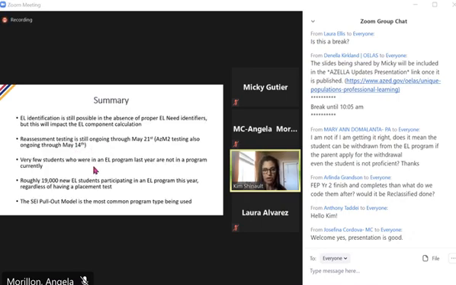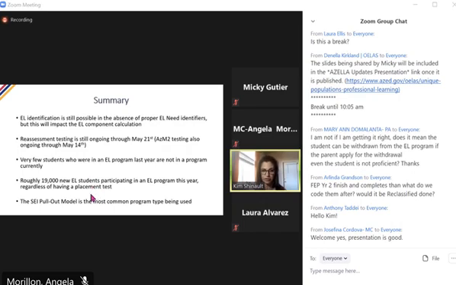So to summarize what I've talked about so far, EL need identification is still possible in the absence of a proper EL need identifier, but there could be impacts to the EL component calculation if the EL need identifier is incorrect. Reassessments are still ongoing, as well as AZM2 tests, so we don't have all of our data together yet at this point. We will have that at the end of July.